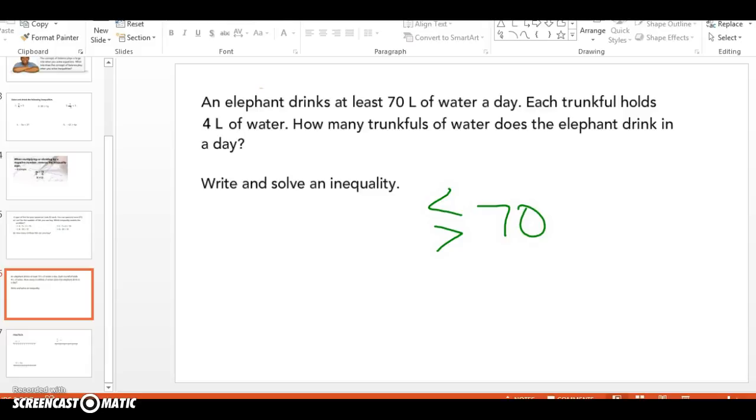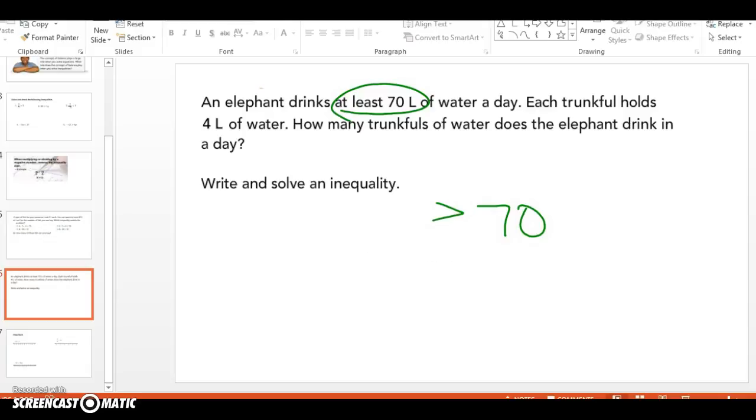So, he drinks at least 70. What would that mean? So he can drink more. Do you hear what she just said? That's the least, so he can drink more. So that automatically tells you that it should be this one, because he can drink more than that. So this has to be bigger.